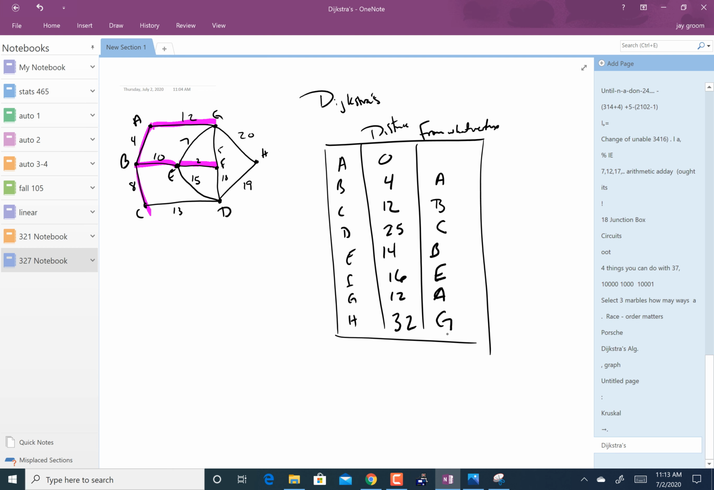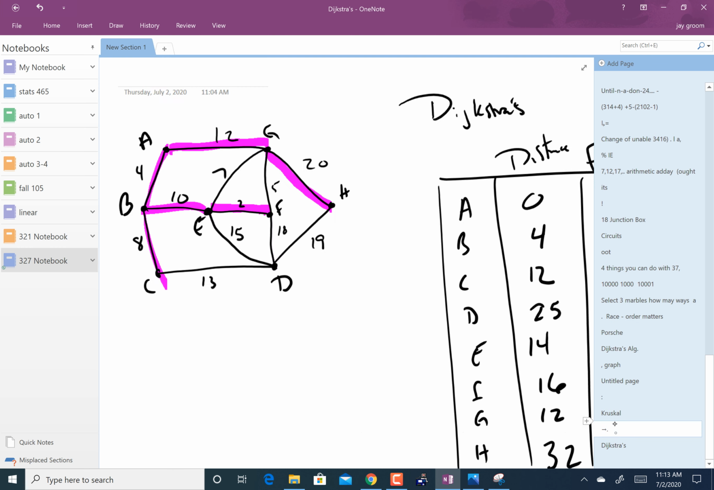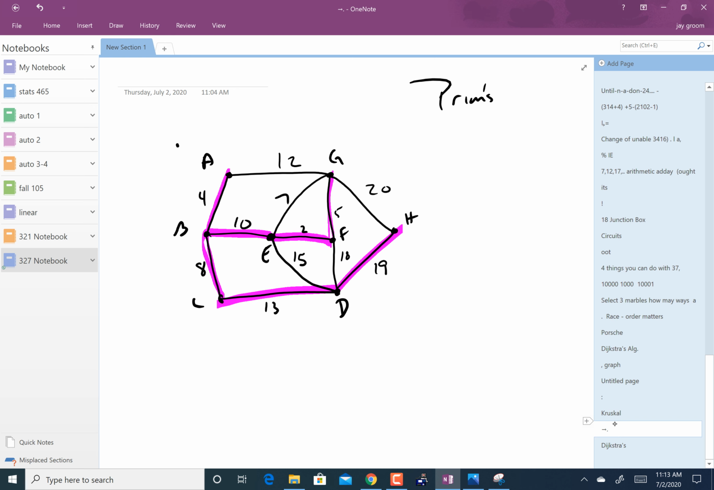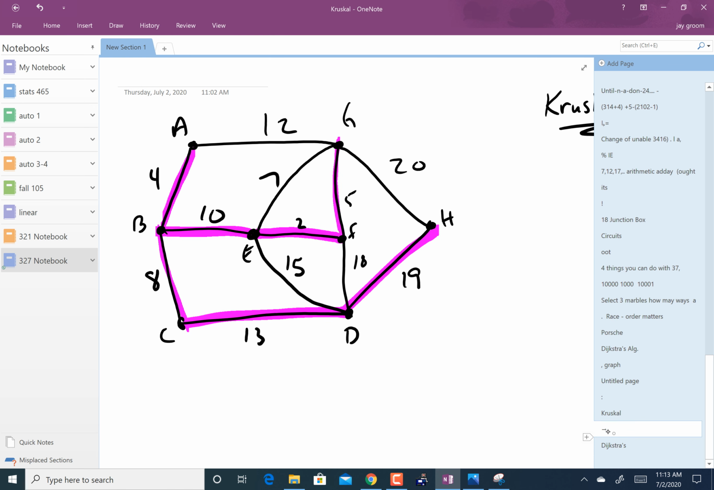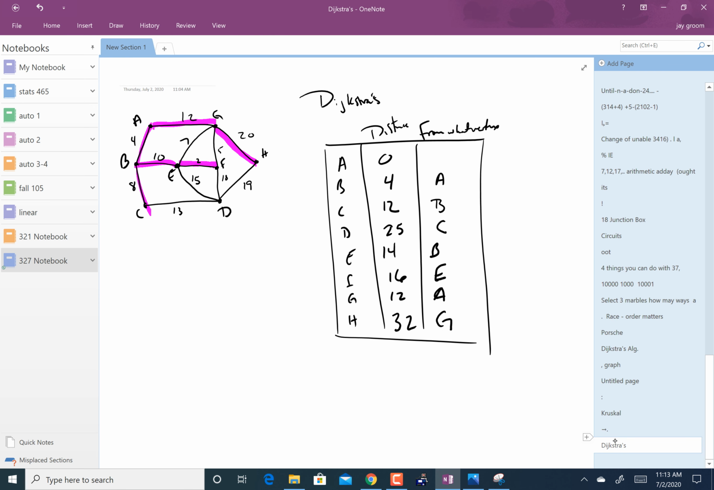There it is. And look what you got, friends. That ended up giving you what? That ended up giving you the Dijkstra's path, which is a little bit different than the one we just did on the other page. Okay? So if you go look at the other ones, you will see that Kruskal and Prim gave us that one, but Dijkstra gave us this one.